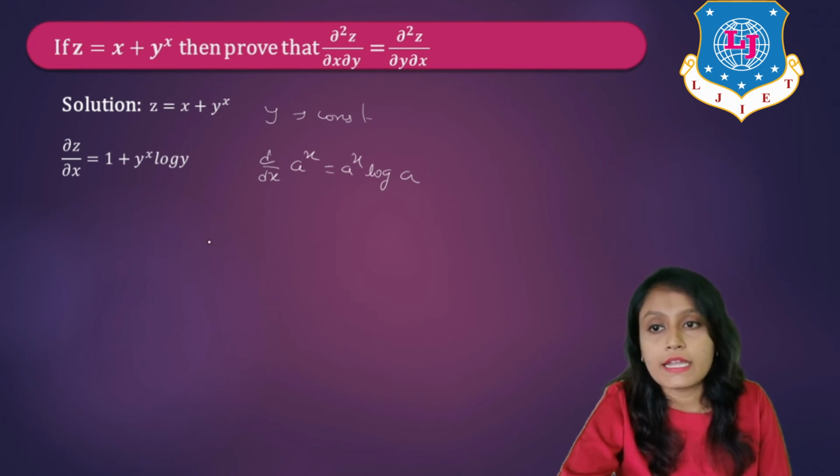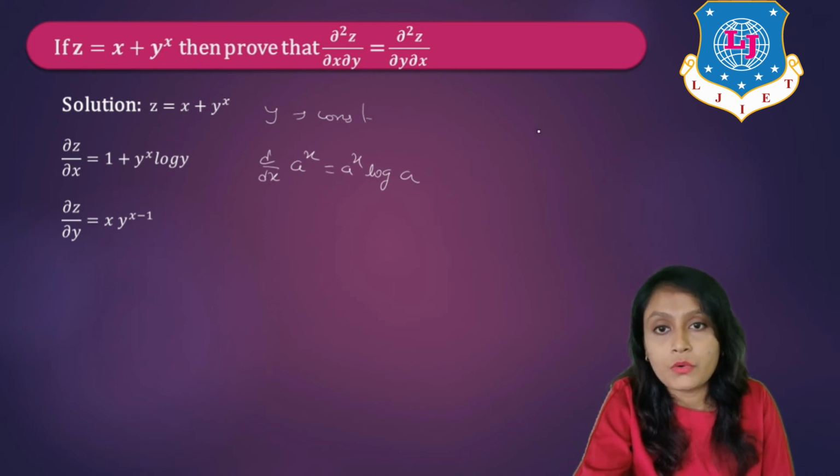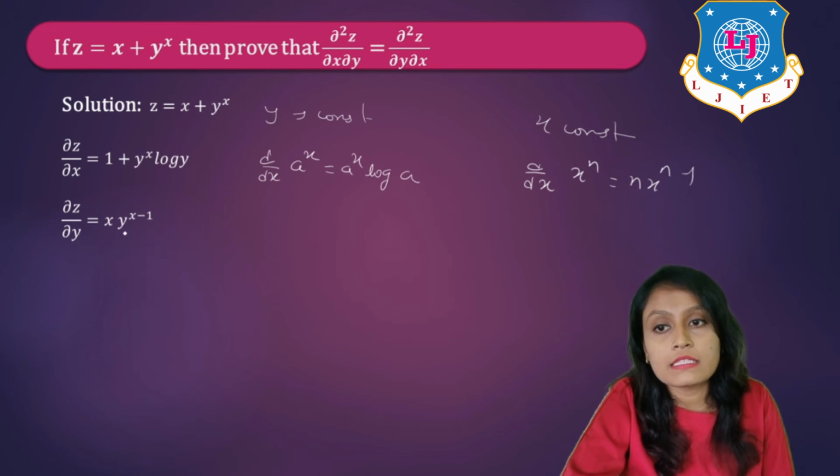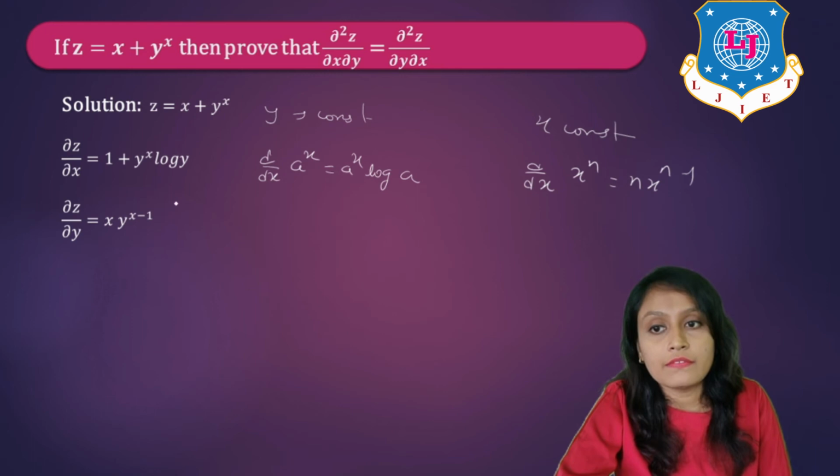Next we will solve del z by del y. Okay, so here we have to take derivative with respect to y and x will remain constant. So x is constant, and we have to take derivative with respect to y. So here we will apply the formula of x raised to n, that is n x raised to n minus 1. Okay, so here we will get x into y raised to x minus 1. Make sure here we have taken derivative with respect to y keeping x constant.